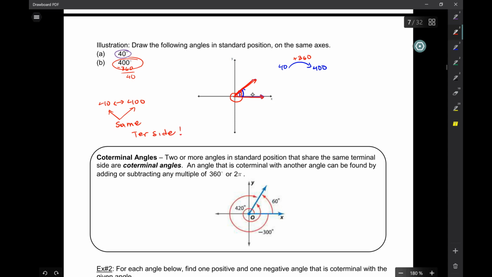Right? And guess what we call two or more angles with the same terminal side? You guessed it, coterminal angles. Coterminal angles are two or more angles in standard position that share the same terminal side. So if I have an angle, how do I find a coterminal angle? Well, how do I get to the same place? By adding or subtracting a multiple of 360 or 2 pi. We'll talk later about what that 2 pi means.